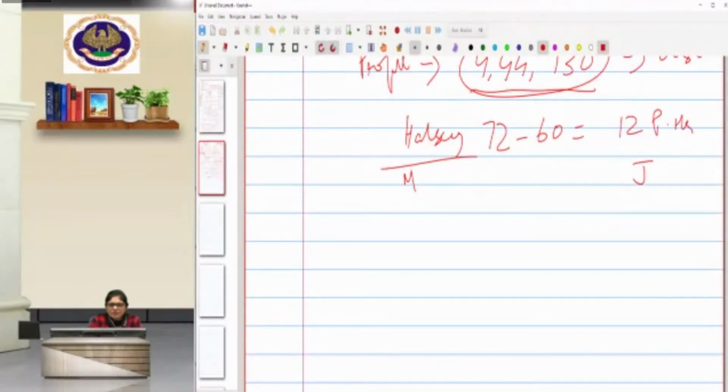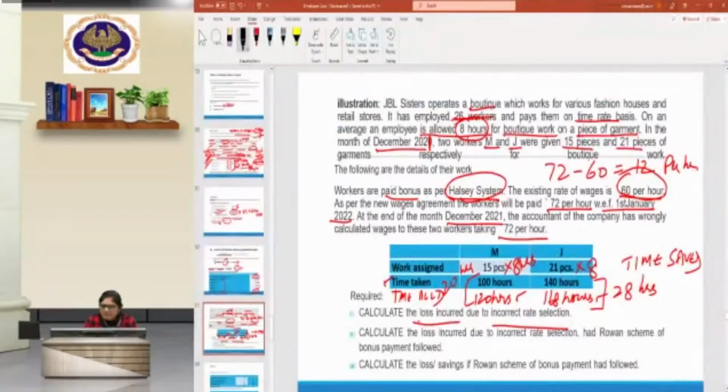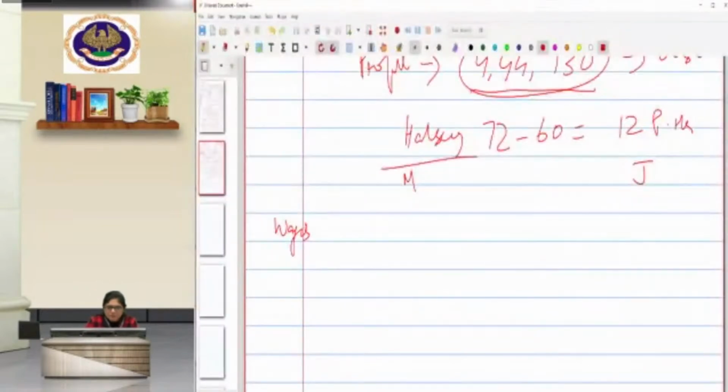Now, how to calculate the wages? First of all, the main wages. The time taken is 100 and 140. So the mistake was as per 12 per hour; 12 per hour was charged in excess. So 100 into 12. You have to calculate the loss incurred due to the incorrect rate, and the difference was 12, so calculate with the difference only. 100 into 12 will be 1200.